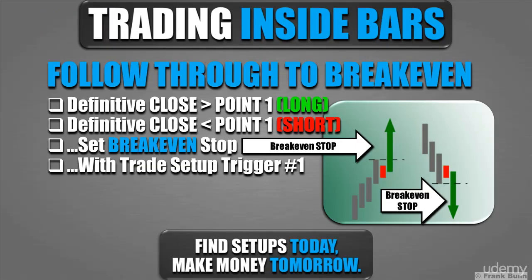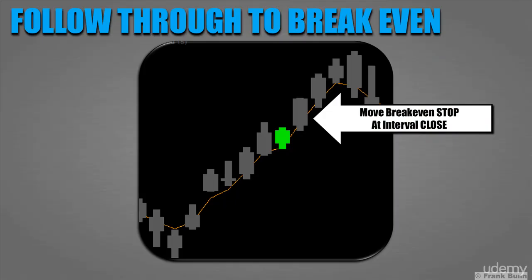We are going to use this definitive follow-through to establish a break-even stop. If we have a breakout confirmation or definitive close over point 1 for longs, or a definitive close less than point 1 for shorts, we will set our break-even stop. Here in the chart graphic, we can see that with the definitive close over or under point 1, we simply move a break-even stop. Let's take a look at our long example again to analyze follow-through to break even. Here at our follow-through bar and definitive close over point 1, we move a break-even stop at the close of that interval.